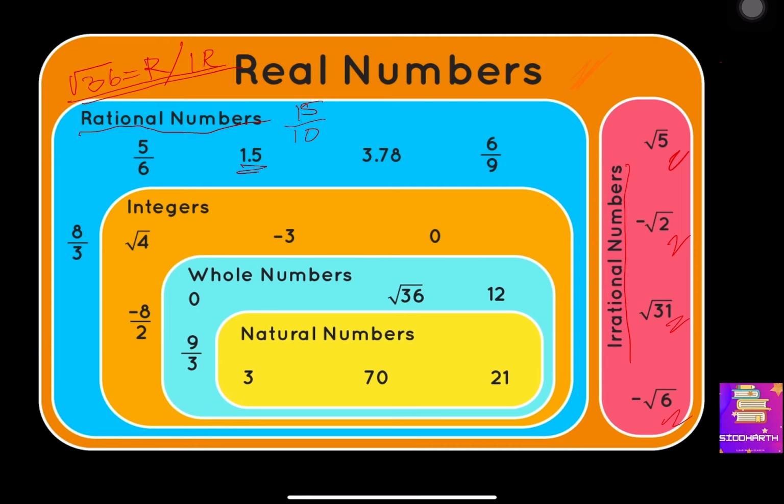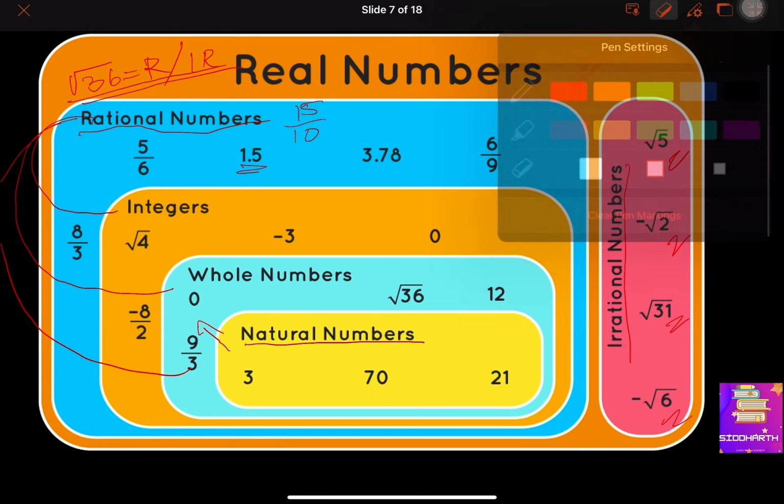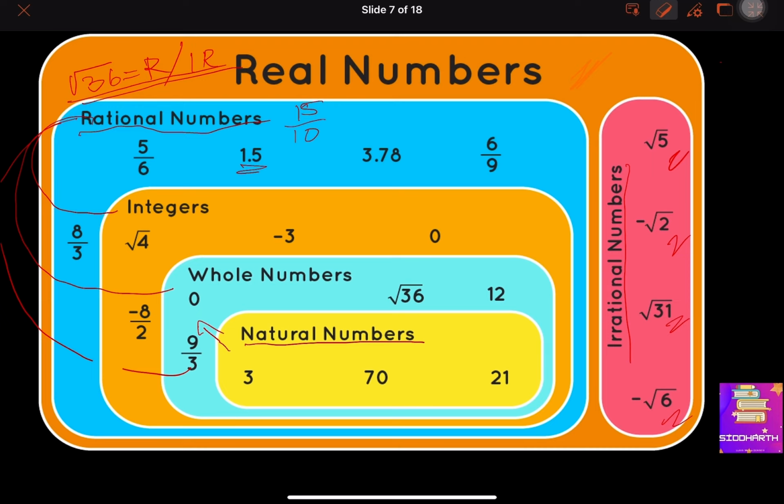Integers, rational numbers, integers, then whole numbers, then natural numbers. The thing to be noted here is: natural numbers are whole numbers. And whole numbers are integers. Integers are rational numbers. I'll tell once again.